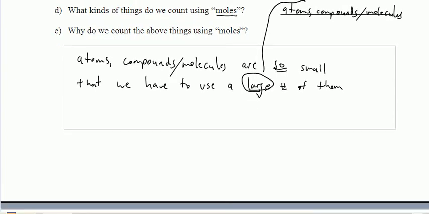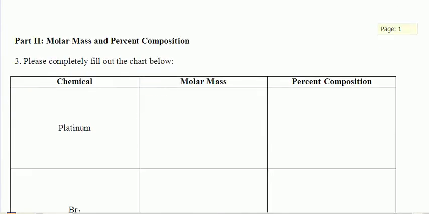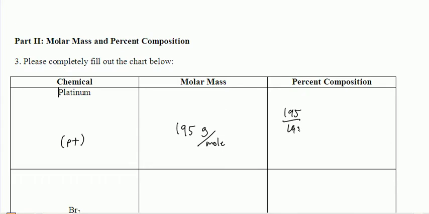Moving on to the next problem here. Part 2, molar mass calculations. Platinum, which is Pt. The molar mass of platinum is on the periodic table. It's got 78 protons. It's 195 grams in every mole. And the percent composition in this case is going to be 195 divided by 195 times 100, which is 100%.